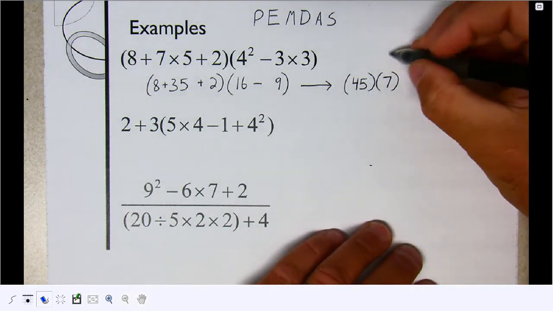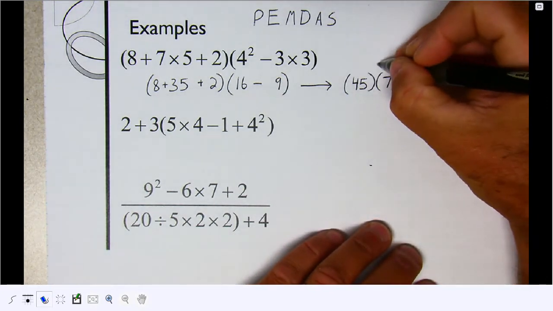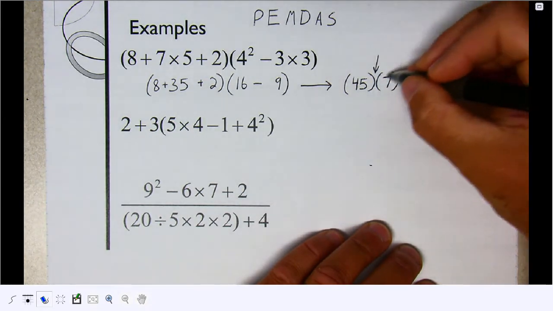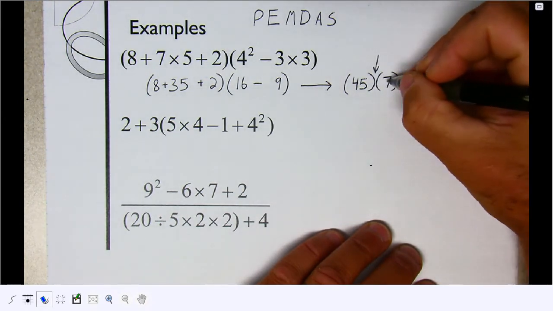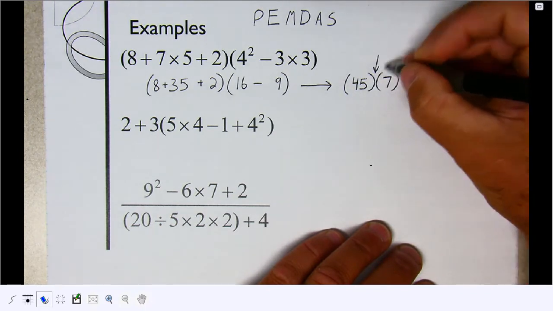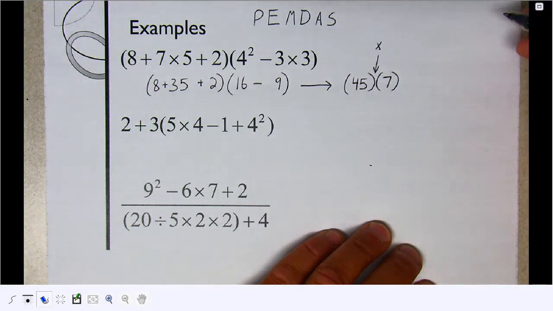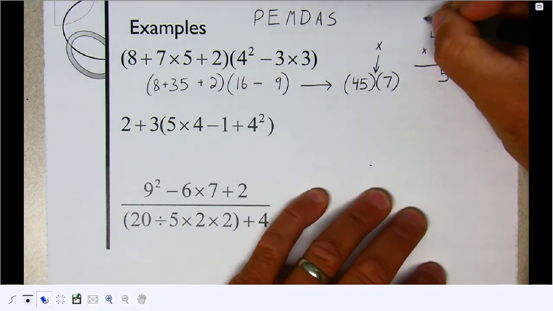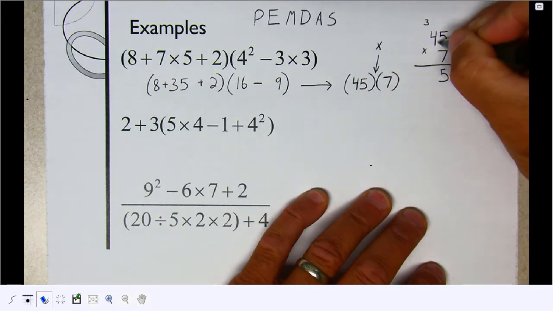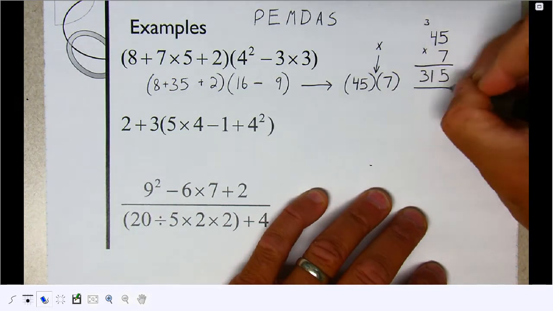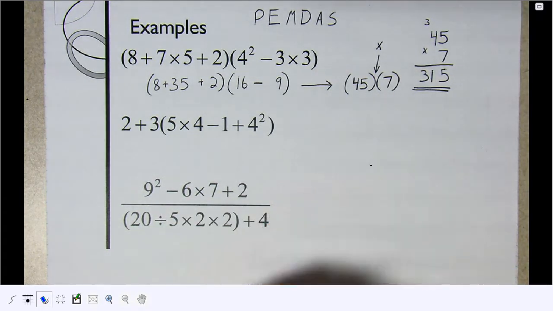Now, this is the first time we've seen this, but we have two sets of parentheses, and there's no operation in between. You might remember that anytime you have two things that are shown next to each other with no other operation, we assume that that is multiplication. So we're going to take 45 times 7 here. 7 times 5 is 35. We'll carry that 3. 28 plus 3 is 31, and so that turns out to be 315. That's the value of that first expression.